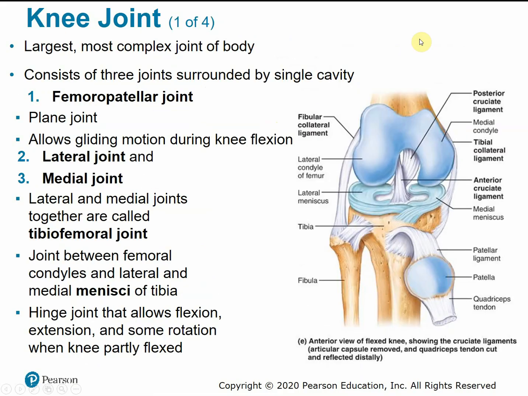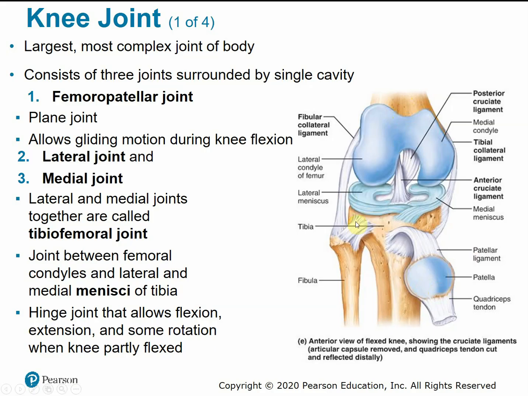The knee joint is the largest and most complex joint in the body because it has to support our entire body weight as well as maintain our balance and walking. So really we could break it down into 3 different joints that share a single joint cavity. So the first joint is the femoropatellar joint. This is a plane joint that allows for that gliding motion during knee flexion. So where the patella, or the kneecap, will glide over the femur when the knee extends or flexes.